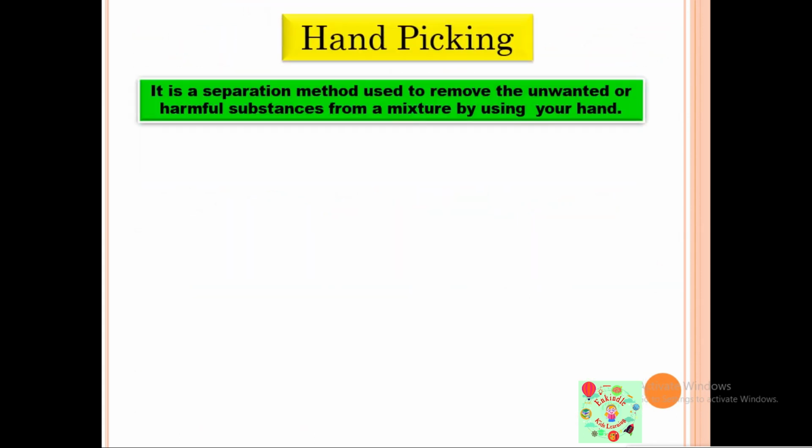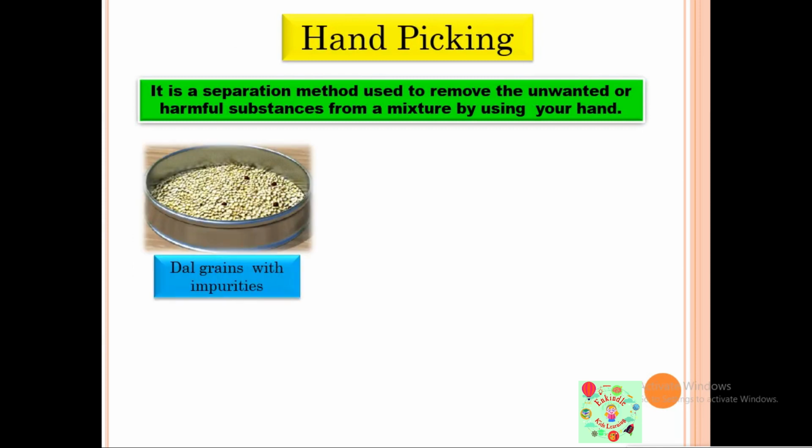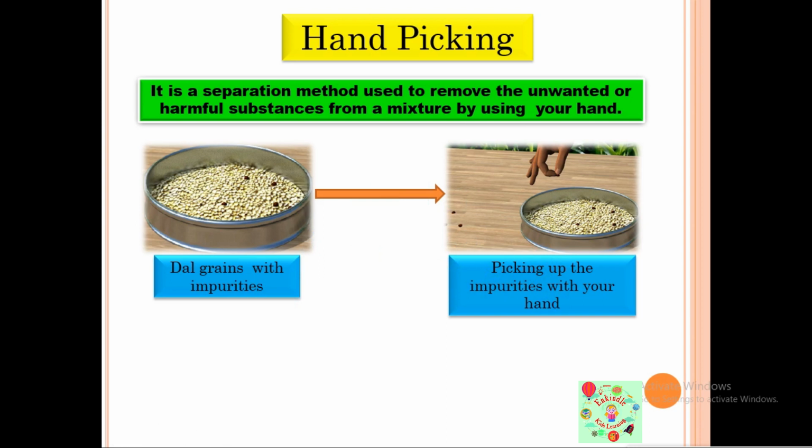First one is handpicking. What is handpicking? It is a separation method used to remove the unwanted or harmful substances from a mixture by using your hand. What you can see here are dal grains with some impurities. Under the handpicking method, I am able to separate the unwanted or harmful substance from a mixture by picking up these impurities with my hand. Isn't it simple? You might have seen your mother doing this, isn't it? This is called hand picking.